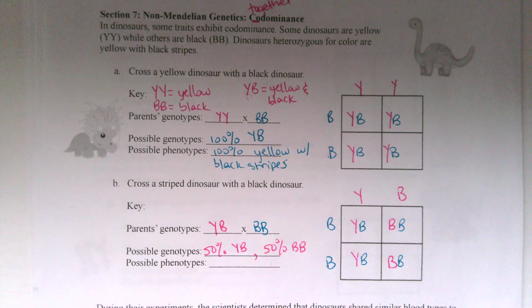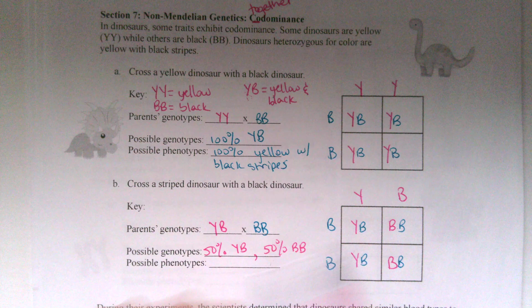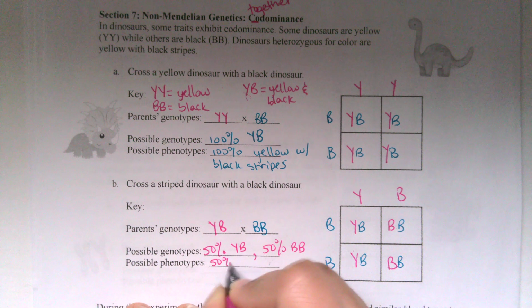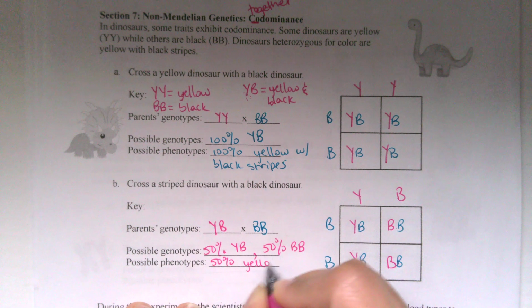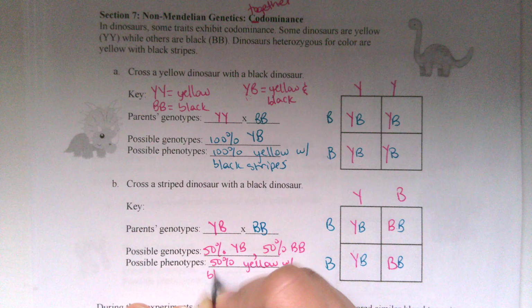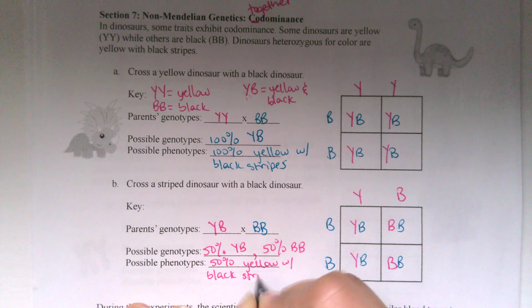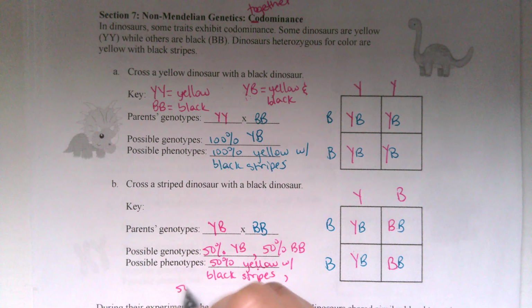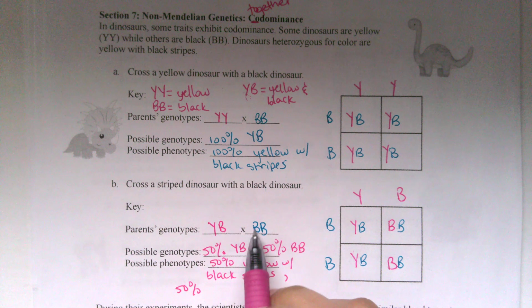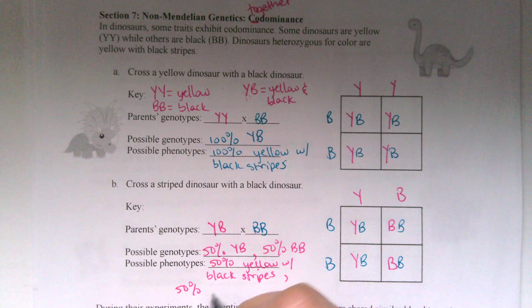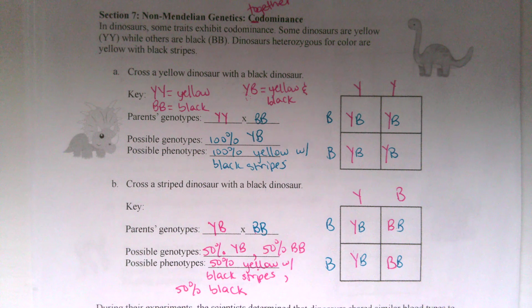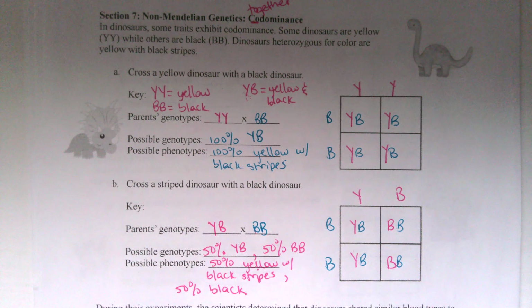Okay? Now what phenotype will I see? It would still be 50-50, right? Or 2 to 2 if you were using a ratio. Let's do 50%. This would be yellow with black stripes. And then 50%, and if you remember, BB gives us black, so 50% chance of having black offspring. Okay, and that is all for today.